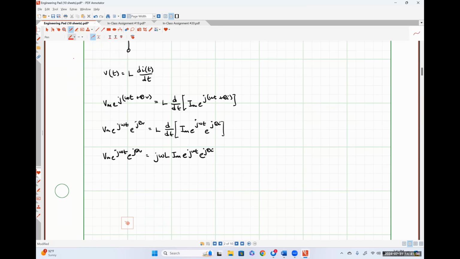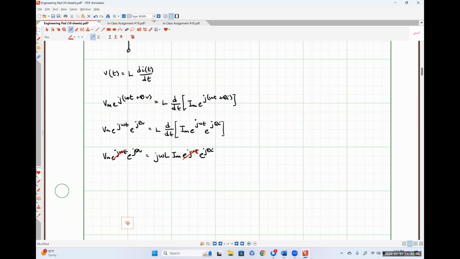And once again, we can see that e to the j omega t is a constant factor, or a common factor, to both sides. So we can suppress that frequency term and throw this part away effectively. So we can manipulate the right-hand side of this equation a little bit further by understanding something here.